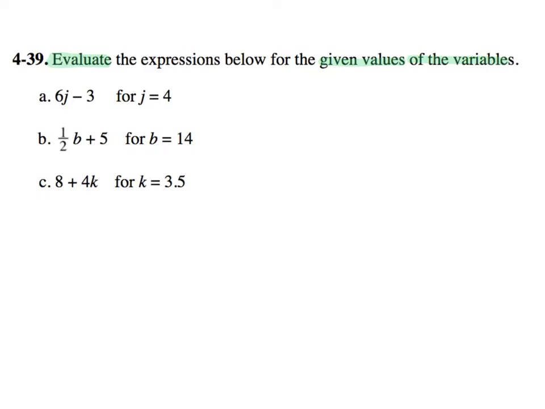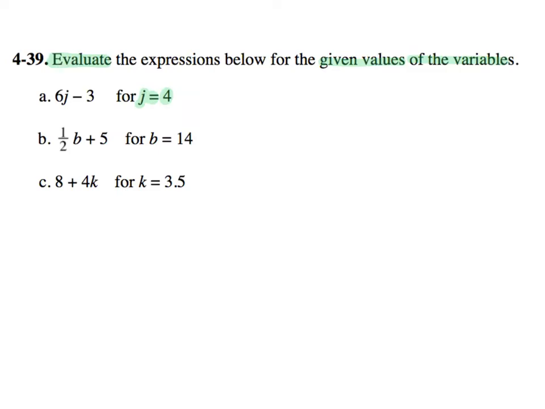The variables are the letters. So looking here, the letter J, that's the variable, and the value given is equal to 4. So we'll be evaluating using substitution. Now I'm not gonna do all the problems, so skip maybe A, leave some space. I will do B with you, and then you can go back and do A and C.